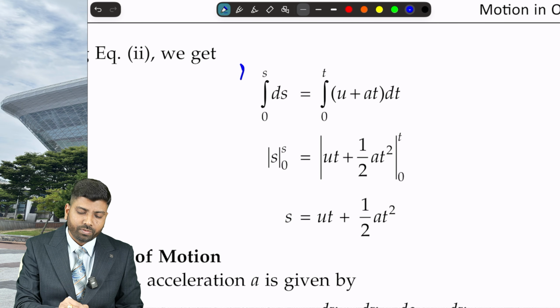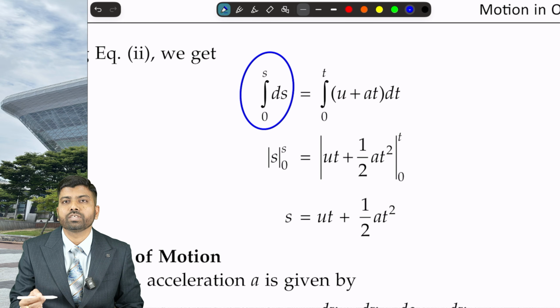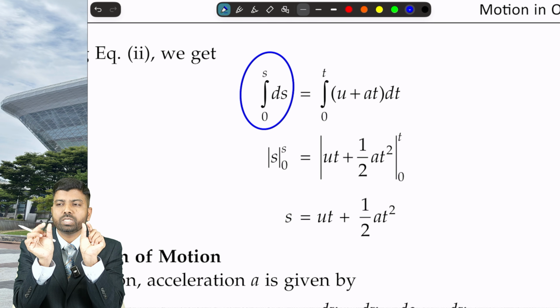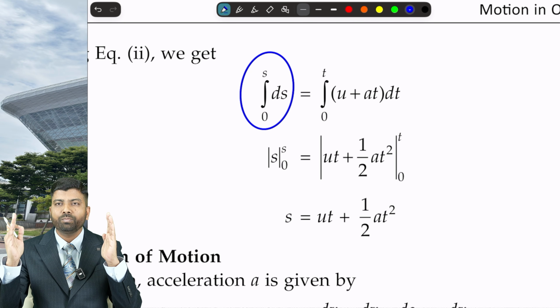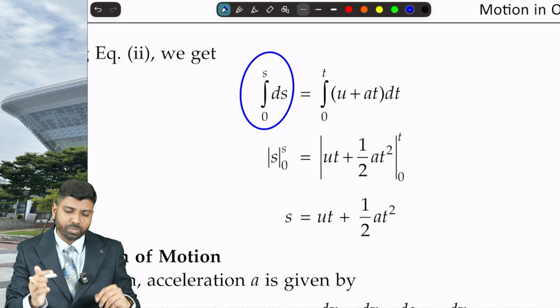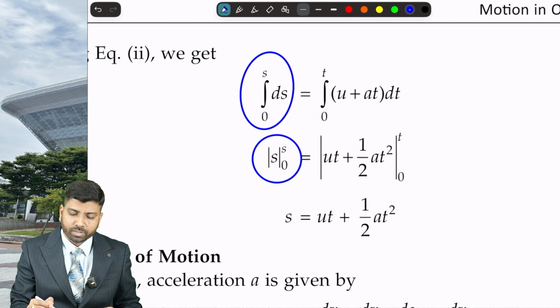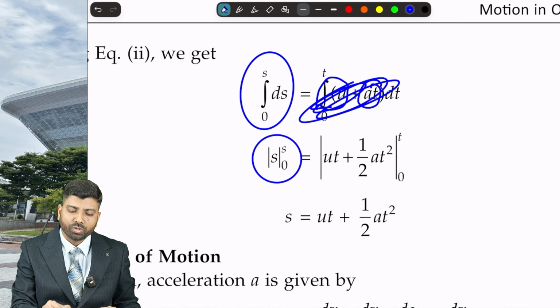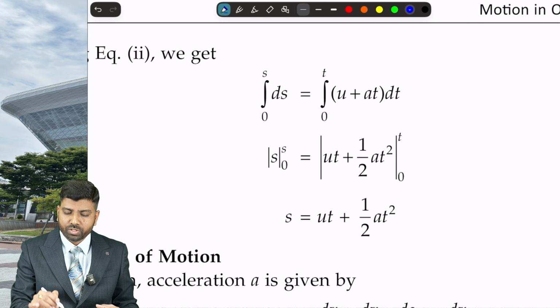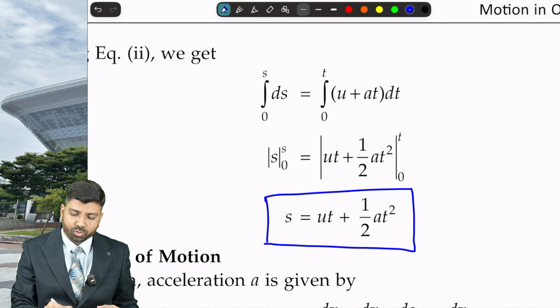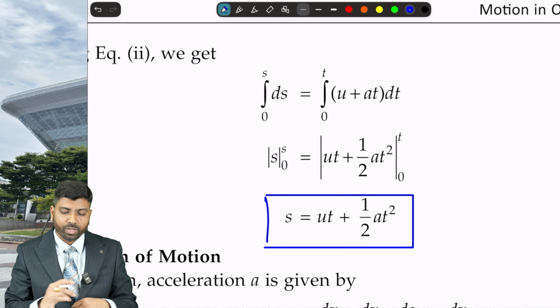The integration of ds, the small displacement, if you add up the small displacements over time, becomes the complete displacement, the total displacement. So this is your s. Then we integrate u and also integrate at, so integration for all the terms, right? After doing all this integration, we found s equal to ut plus half at square, right?